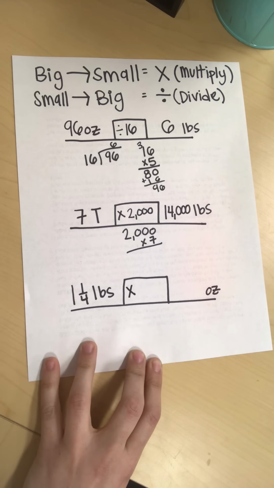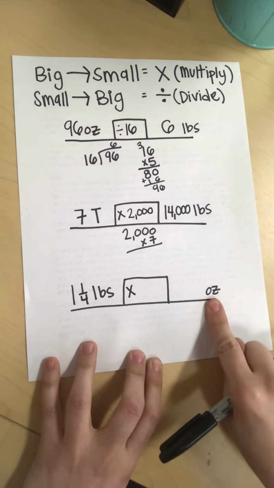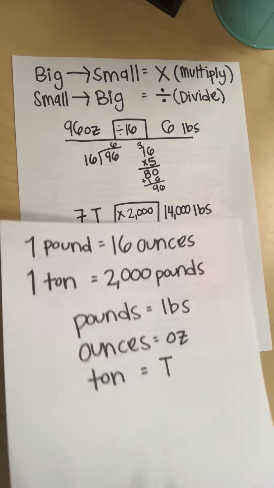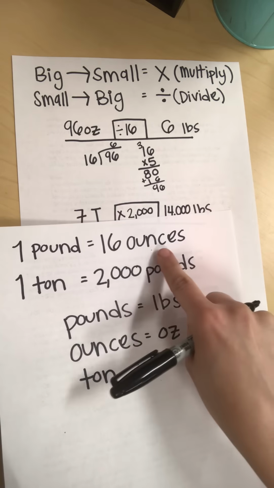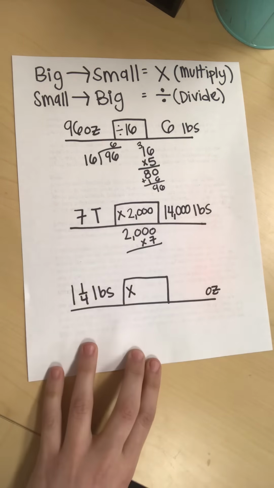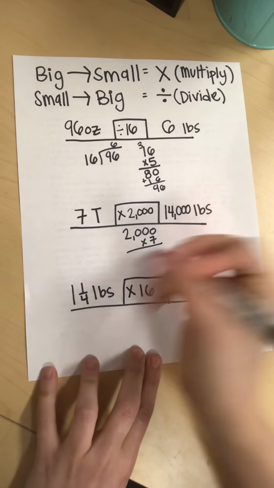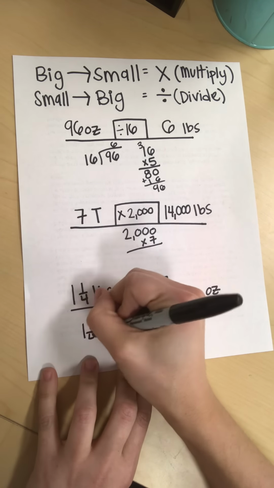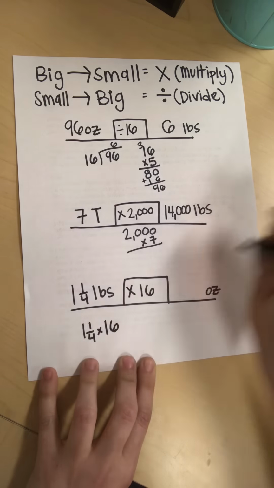Then I have to refer back to my sheet. How many ounces are in a pound? There are 16 ounces in 1 pound. So I'm going to multiply by 16. Now you have 1¼ times 16.